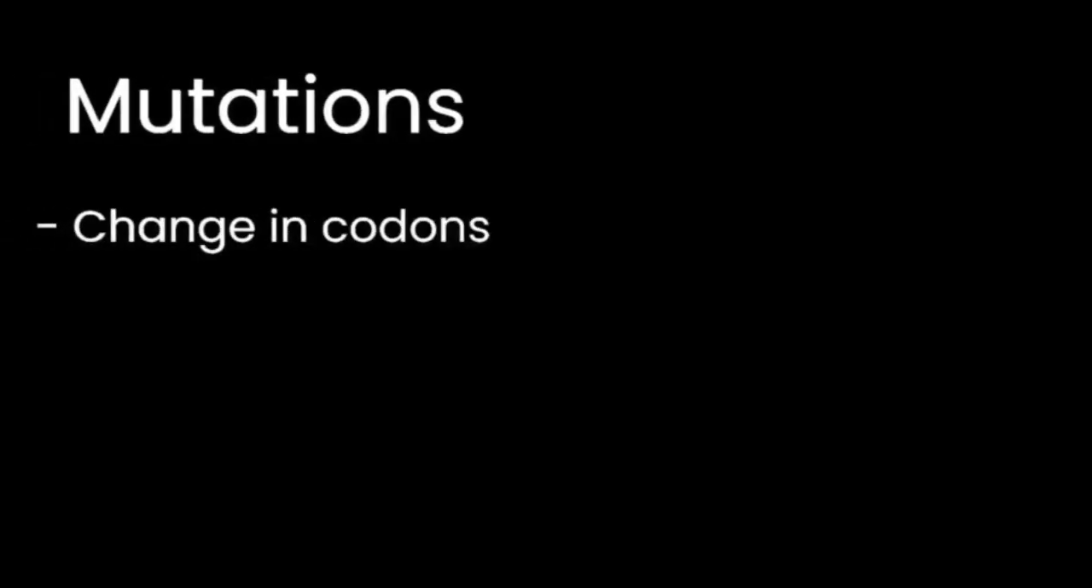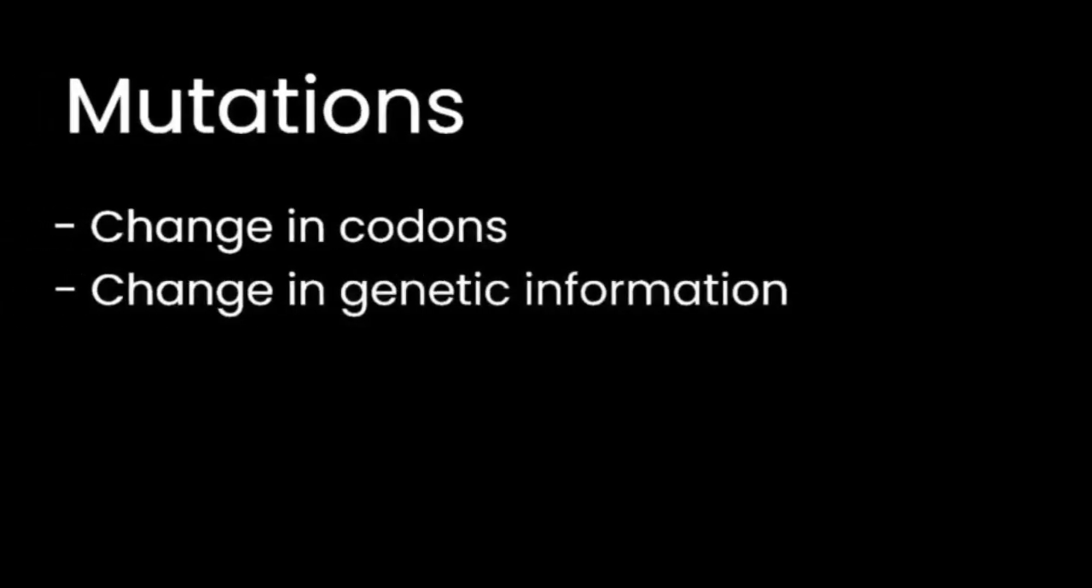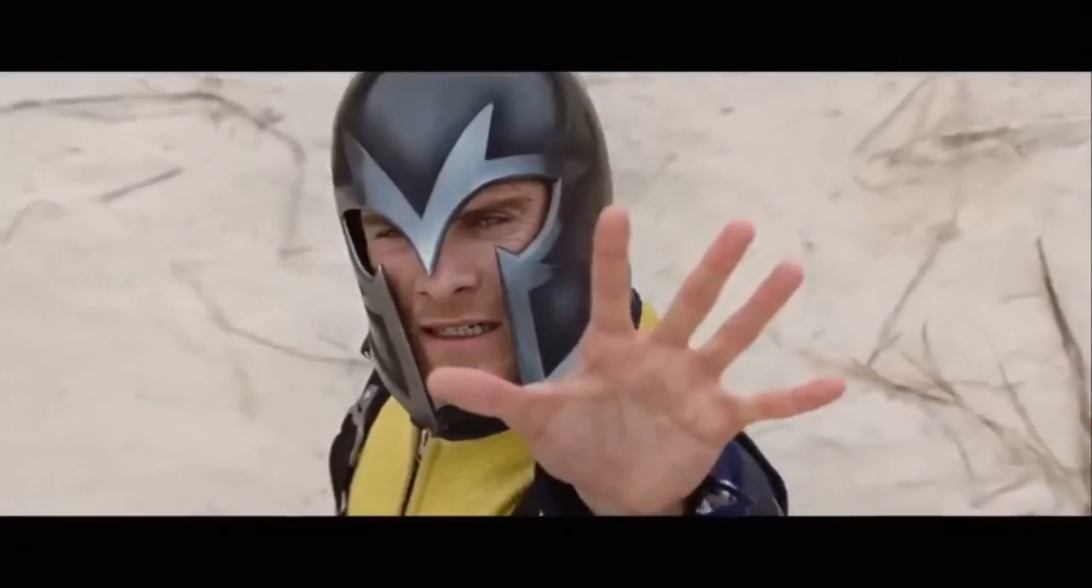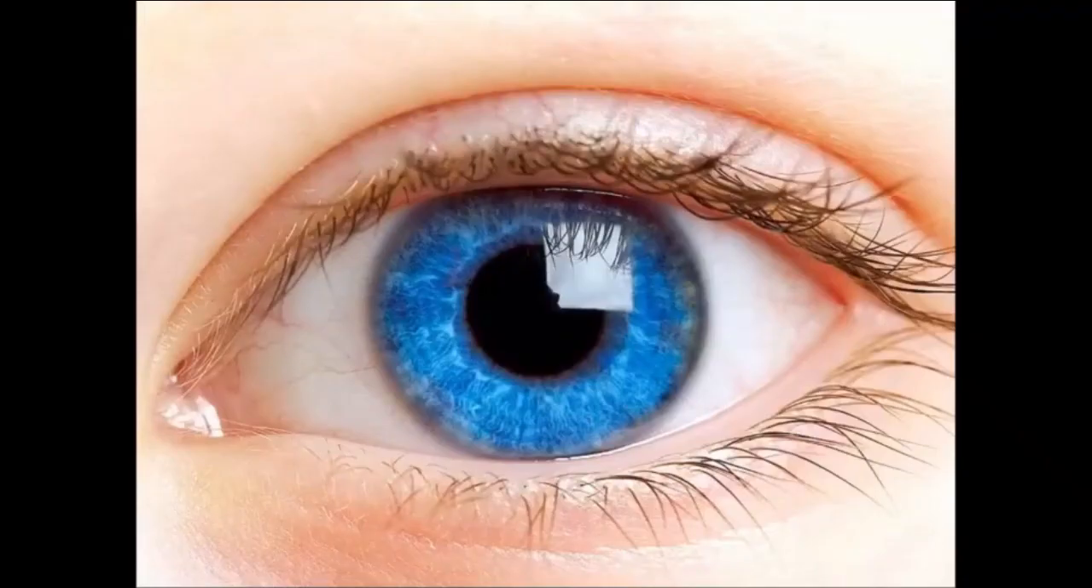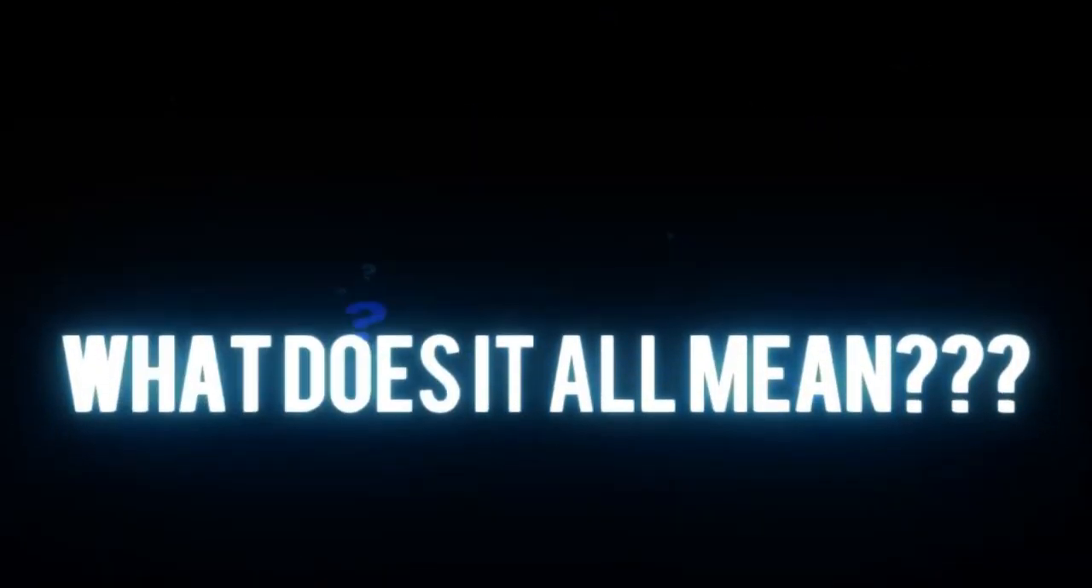Mutations are a change in codons, which can affect genetic information. Mutations are sometimes represented as superpowers, but in other ways, they are not. Mutations are the reason all of us have physical differences, from skin color to eye color to height. Maybe that explains why you are so short. That was a lot of information to take in, but what does it all mean? I am so glad you asked.